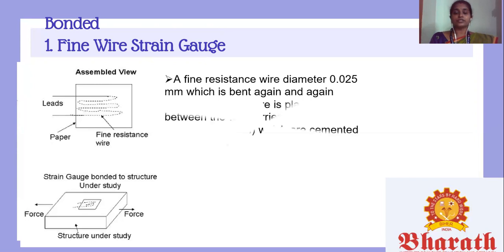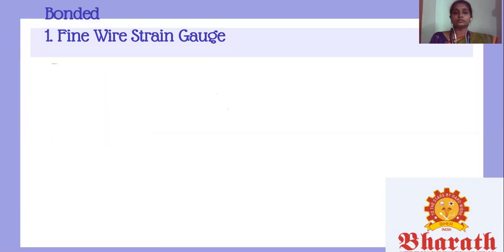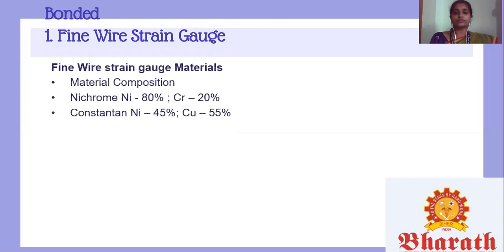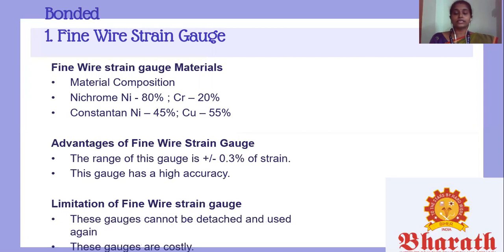The fine wire strain gauge is made up of many materials. Some of them are nichrome, which is made up of nickel 80% and chromium 20%, and Constantan, where nickel is 45% and copper is 55%.